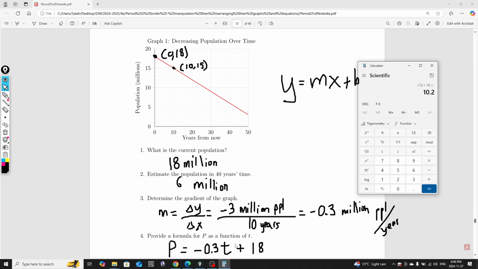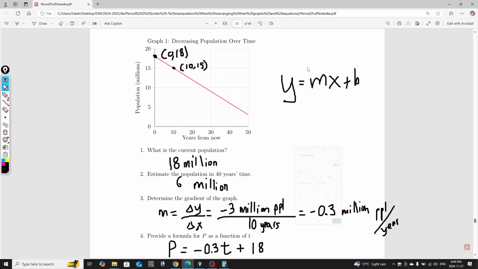But see, that's why this is really powerful, right? Because now that you've got this function, you can just solve for any one of these values on your line graph, right? You can solve for 30 years from now, 40 years from now, 32 years from now, 49 years from now, and so on, okay? Alrighty, let's move on to the next question.